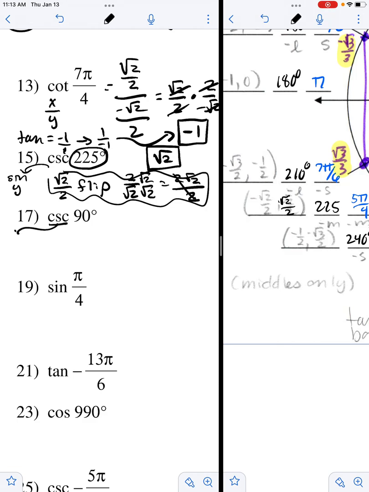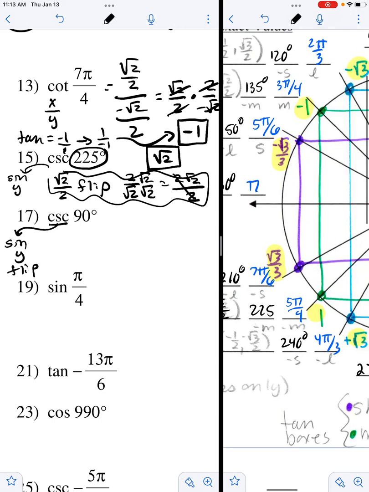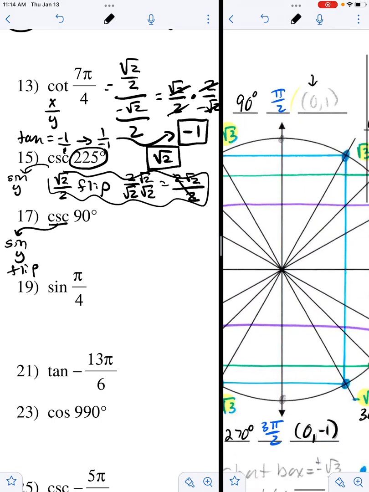Cosecant, a thinker again. So that's going to be the sine, or the y, that we need to flip over at 90 degrees. 90 degrees is at the top of the circle. So the y value is a 1. Well, 1 is over 1, and when you flip it over, it's still going to be 1 over 1. And so my value for the cosecant at 90 would be 1.